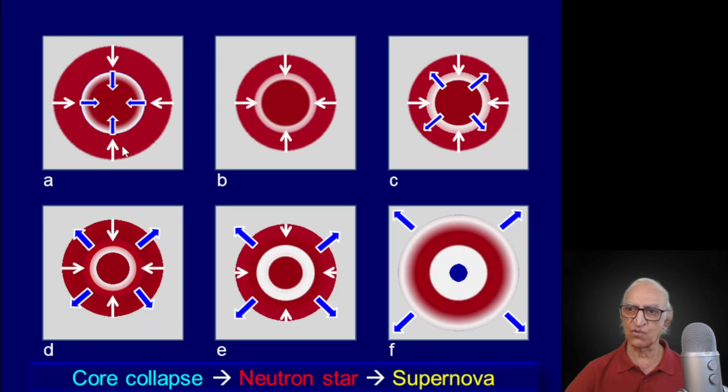So the core will collapse. The result of the collapse will be the formation of a neutron star whose size will be only about 10 kilometers now, and the binding energy released will be of the order of 10 to the power 53 ergs, which is more than the gravitational binding energy of the star, and therefore the star will be blown apart.